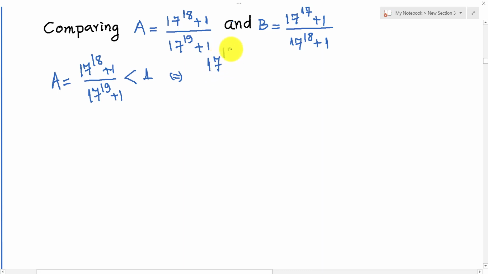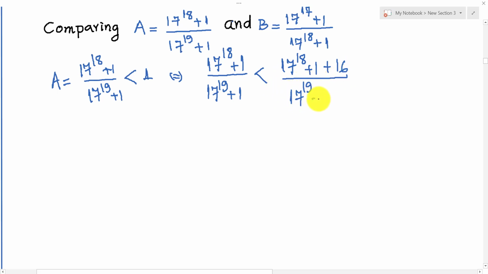So if this is smaller than 1, I can write (17^18 + 1) over (17^19 + 1) is smaller than (17^18 + 1 + 16). And in the denominator, we also get 17^19 + 1 + 16. And this 16 plus 1, we get 17.